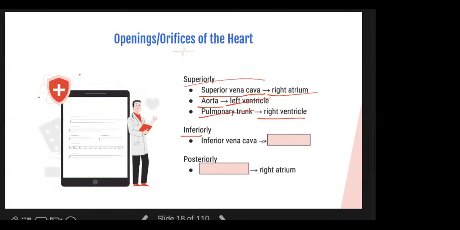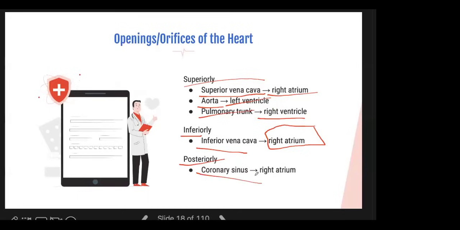Inferior, yeah, these are simple questions. But the inferior vena cava will drain into what structure? Right atrium. Right atrium, correct. And posteriorly, there's another posterior structure, something that drains into the right atrium. What do you guys think that is? It was the coronary sinus. Very good. That's the coronary sinus. It drains into the right atrium.